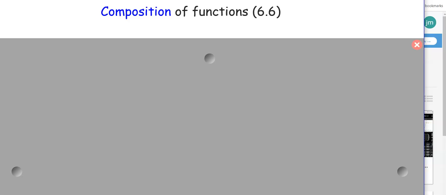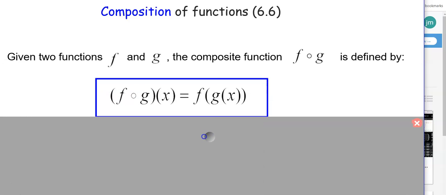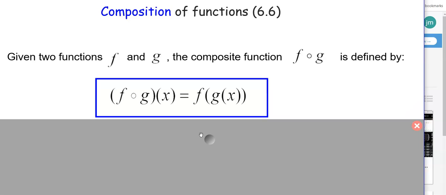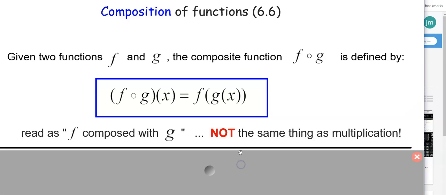Okay, today we're talking about composition of functions. So let's see, given two functions, f and g, the composite function f composed with g is defined by f composed with g of x as f of g of x.